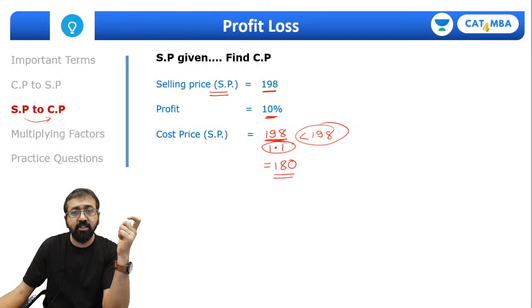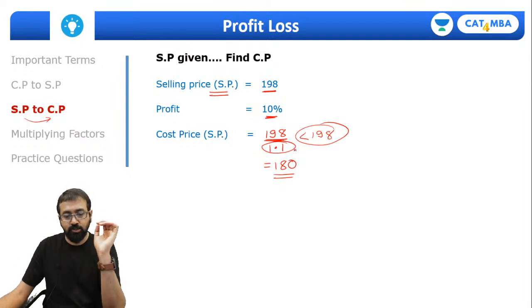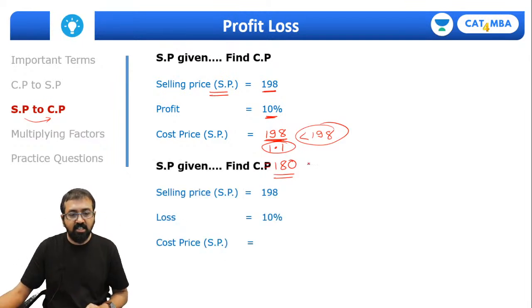Now why 1.1? We will understand this part later on, but for the time being, if there is a profit of 10%, you will divide by 1.1. If there is a profit of 15%, then you will divide by 1.15, and so on and so forth. Same way, let's take another situation.